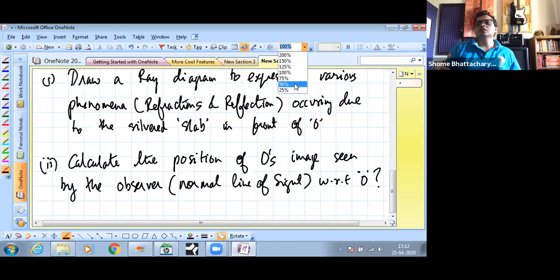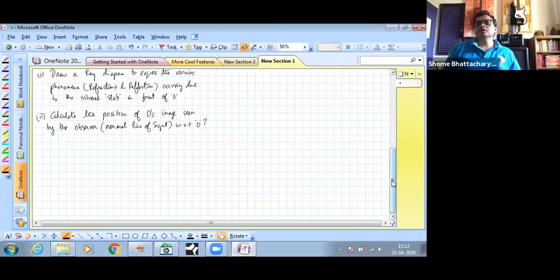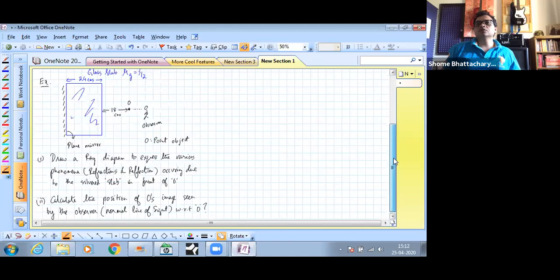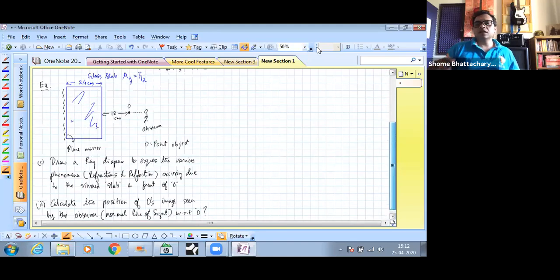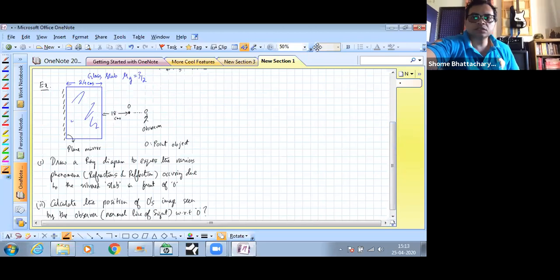So I'm just minimizing it so you can see the whole question and understand what I'm asking for over here. So just start with the ray diagram. We will solve this question, and we will see that using this as a template, you will be able to solve all the questions which are similar in HCV, etc.